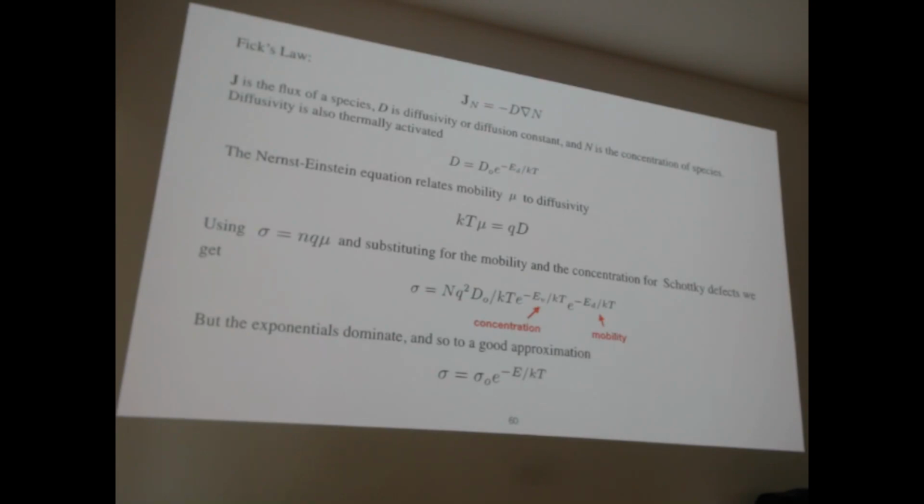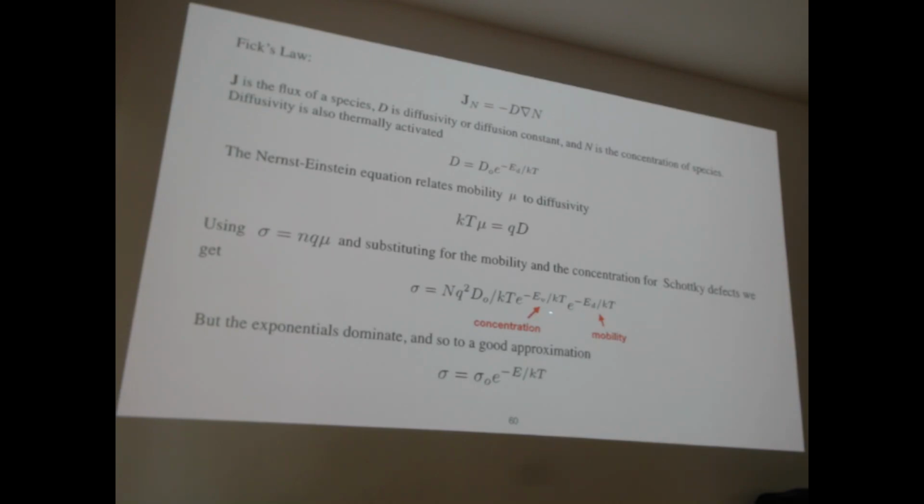And these defects can move, and they can move under electric fields the same way chemicals move under diffusion in chemical gradients. I won't go into the details here. So this is a thing called the Nernst-Einstein equation, and it relates mobility of the defects to the diffusivity of the chemical gradients, and this is useful in predicting conductivity from diffusivity, which can be measured in other ways.